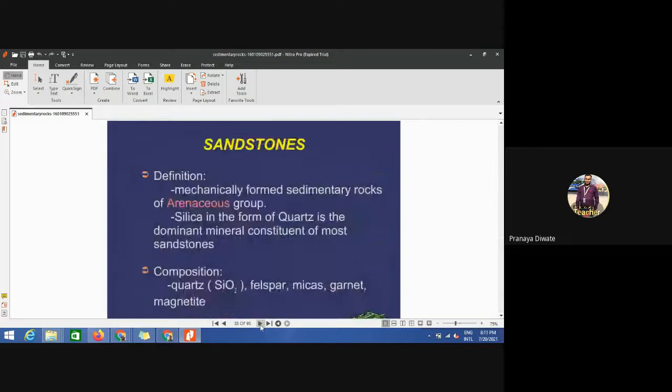Then you have sandstone. Sandstone is a mechanically formed sedimentary rock of the arenaceous group. Silica in the form of quartz is the dominant mineral constituent of most sandstone.